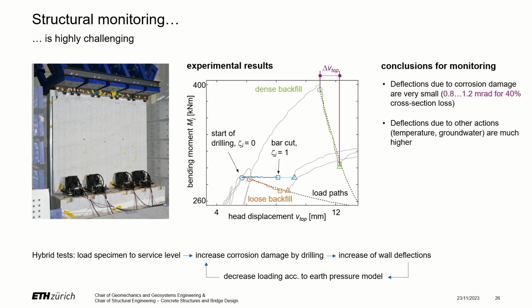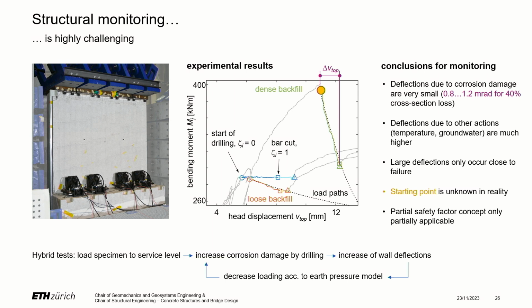So these deflections are really small if we compare them to other actions like temperature or groundwater. And also, which is not that beneficial for structural monitoring, large deflections due to corrosion only occur close to the failure point. So we don't have much time to react. And if we have an additional load on top, then it might fail in a brittle manner. And another problem, of course, is that at the time we install the monitoring system, we don't know the state of the wall. This means we don't know the starting point where we are lying on the curve. So this challenges structural monitoring very much, I would say.